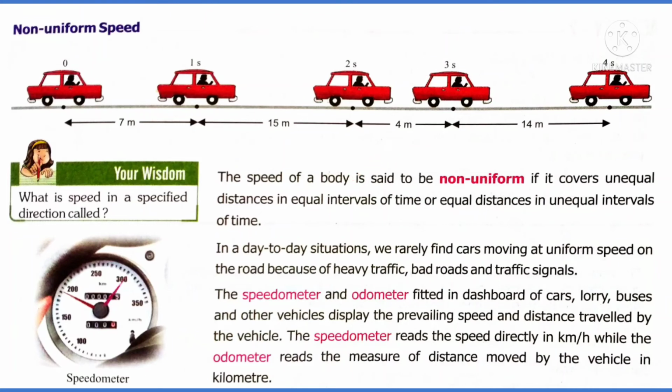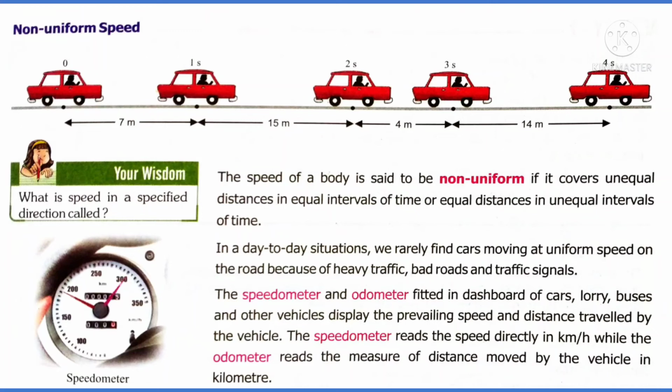So, here the time interval is 1 second, but the distance covered by the body is different. In the first 1 second it covers 7, in the next 1 second it covers 15 meters, and in the next 1 second it covers only 4 meters. Thus, in equal intervals of time, the distance covered varies. So, this type of speed of a body is called non-uniform speed. What is non-uniform speed? If the body covers unequal distance in equal intervals of time, it is called non-uniform speed.